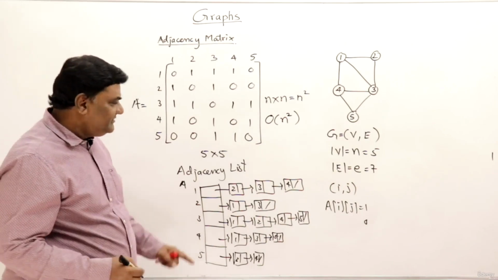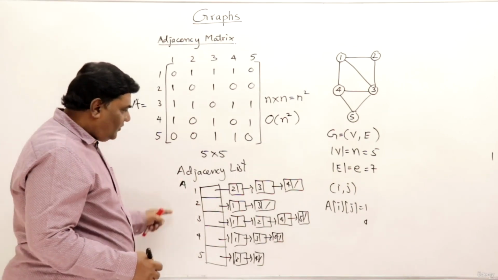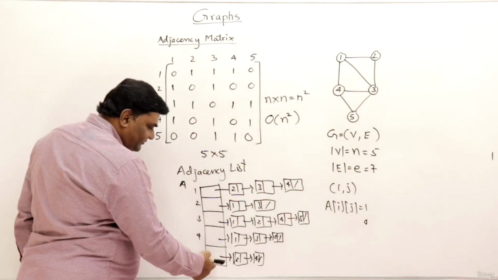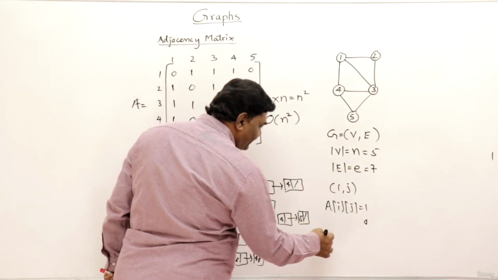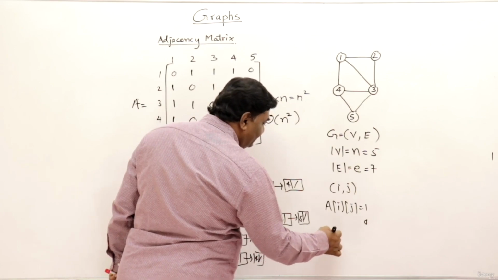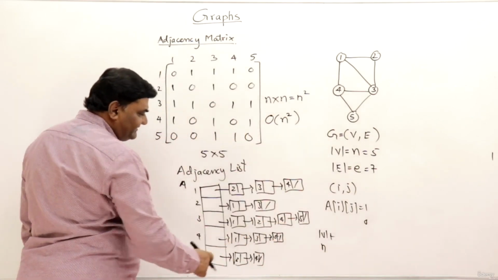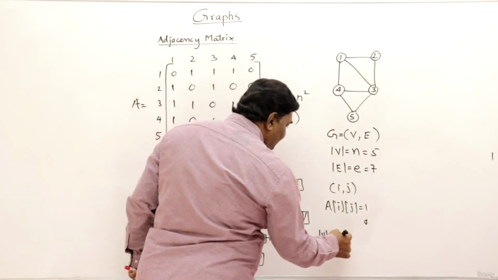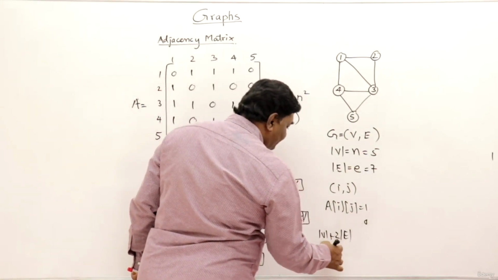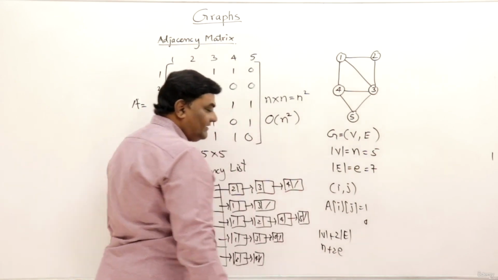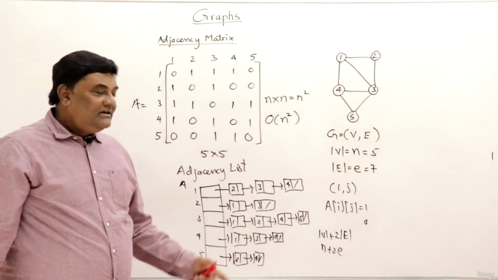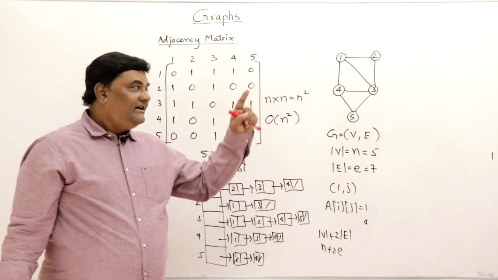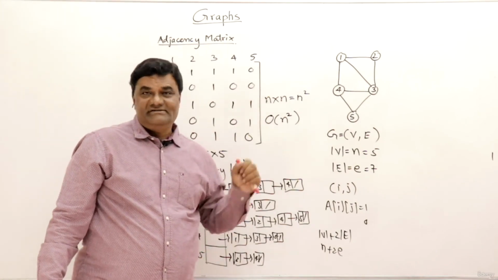Then if an algorithm is using adjacency list, what is the memory consumed here? It is the set of vertices, that is n, plus the set of edges, but each edge is represented 2 times, so 2 into e, so this is 2e. So the time depends on the set of vertices and set of edges. There it is dependent on square of vertices.